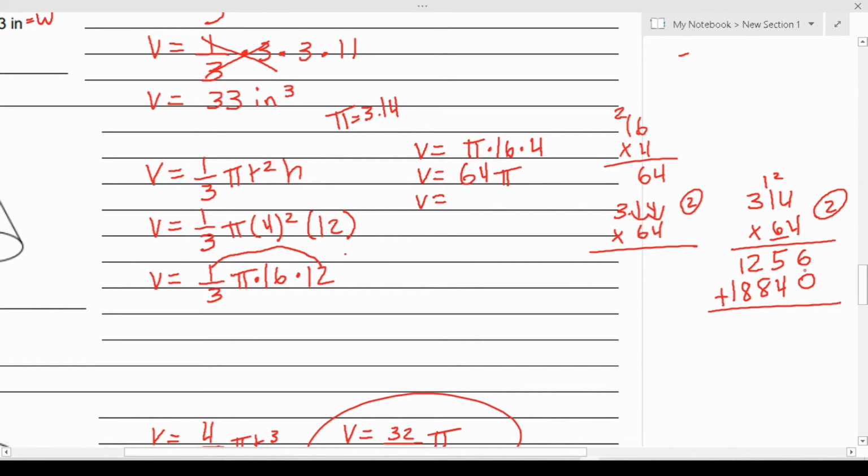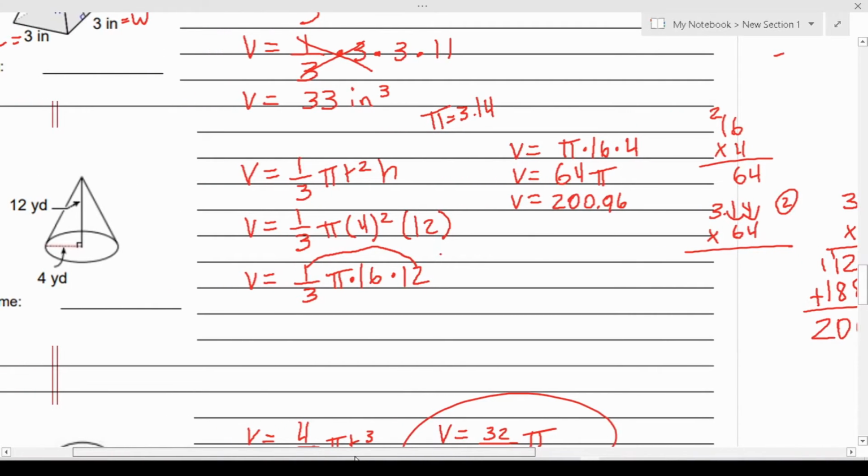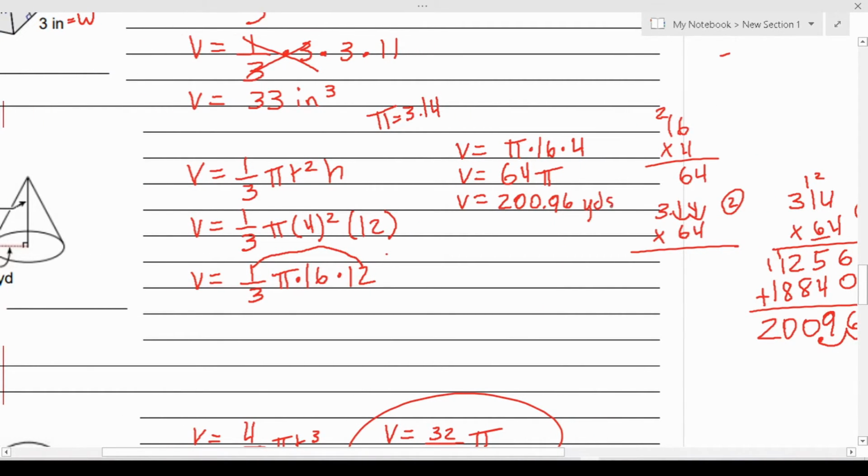Let's add. 6 plus 0 is 6. 5 plus 4 is 9. 2 plus 8 is 10, carry your 1. 8 plus 1 is 9, plus 1 is 10. Carry a 1. 1 plus 1 is 2. Add your 2 decimals back in. So we can see the volume in this case is going to be approximately 200.96. And then this one is given in yards, so yards cubed. Okay, so that was that one.